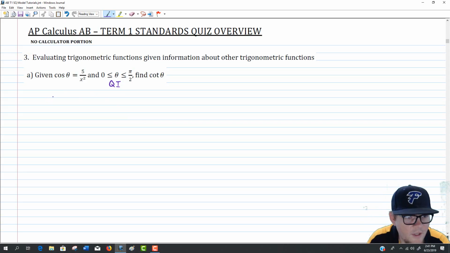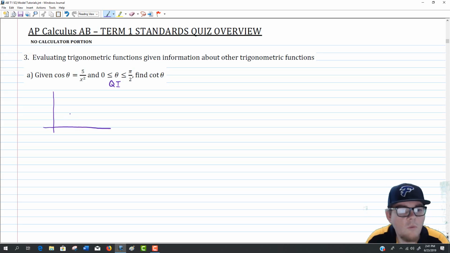So basically, using the information we have, I'm going to start by drawing a quick little diagram here. We're in quadrant 1, so I'm going to draw a right triangle in quadrant 1. So there is our angle theta. We're in quadrant 1, so again, we're between 0 and pi over 2. And it says cosine of theta equals 5 over x squared.